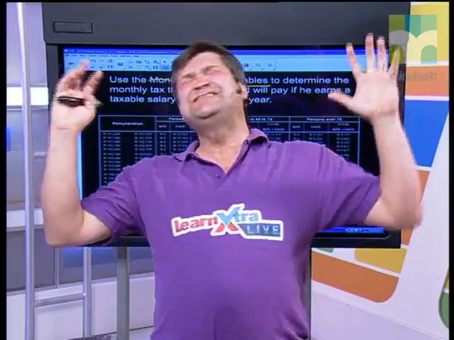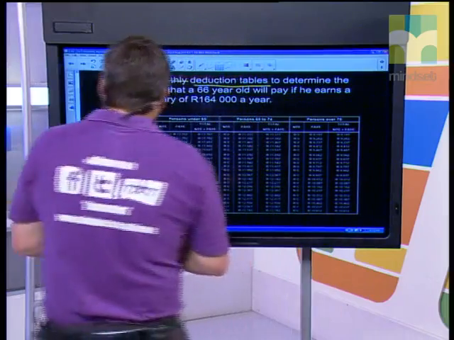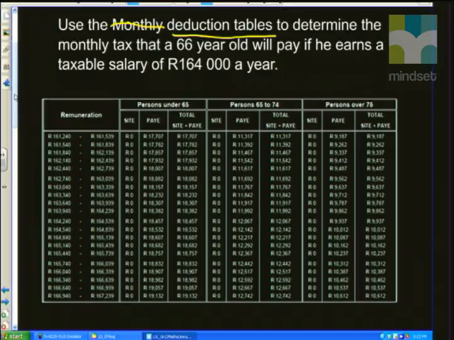Now, I must apologize. This table is so detailed with so many figures, right, that when I captured a page of it and stuck it on the notes, unfortunately it's come out very small, so your eyes aren't quite good, so I'm going to talk you through it. Okay, let's have a look here. So we're told that this dear old soul, 66 years old, earns 164,000. Now over here, this word here is called remuneration, and remuneration basically means the amount of money that I'm going to earn, or my taxable salary.